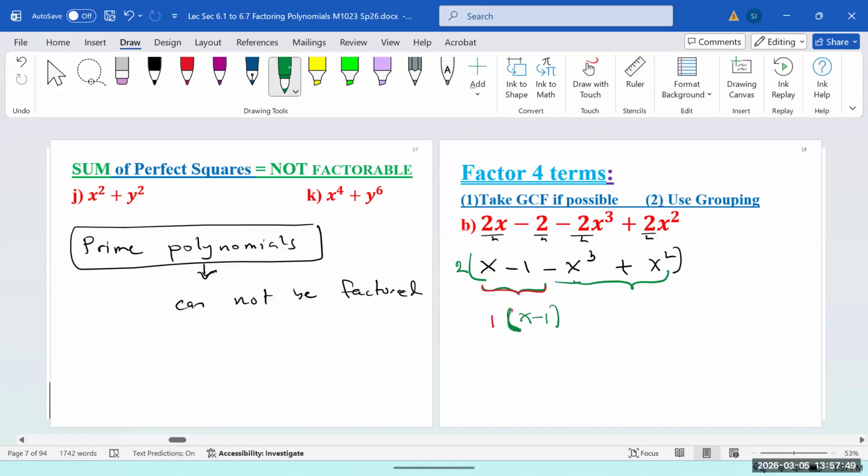And if you observe the second group, how does your second group start? Minus. So what do you have to do? Factor out your minus. Anytime you start with a minus, you always have to take it out. And now what's the GCF between x cubed and x squared? x squared. Now let's do the math visibly. We have x cubed and x squared. We factored out minus x squared.